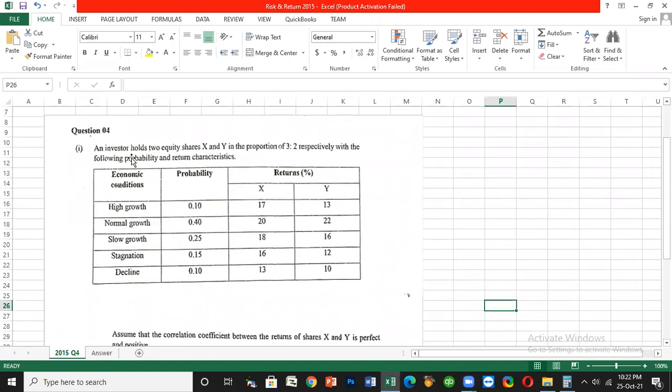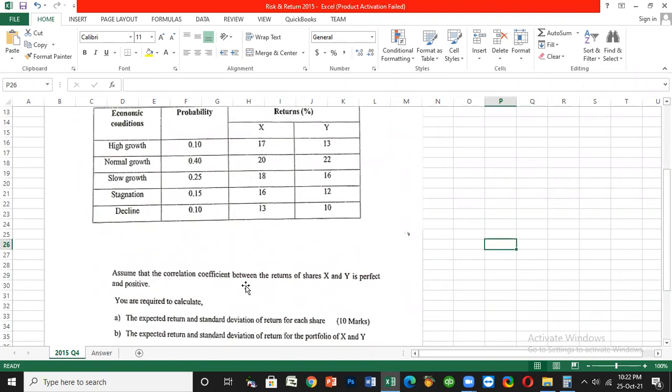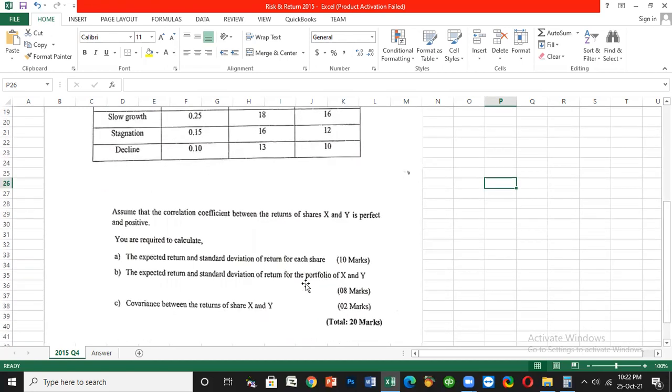They ask: an investor holds two equity shares X and Y in the proportion of 3 to 2 respectively, with the following probability and return characteristics. Under the table they have given three details: economic condition, probability, and returns of X and Y. Also, they have assumed that the correlation coefficient between the returns of shares X and Y is perfect and positive. Then they ask three questions.